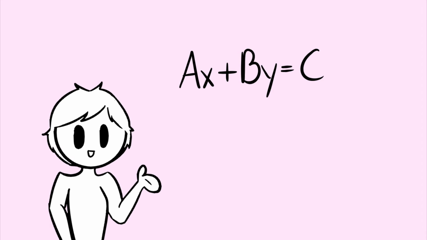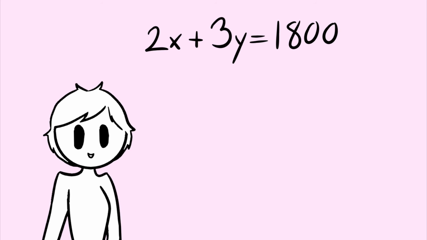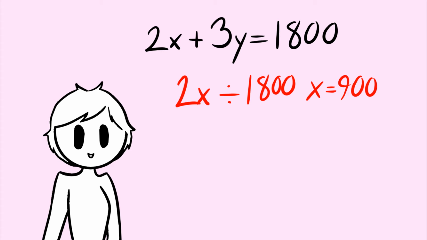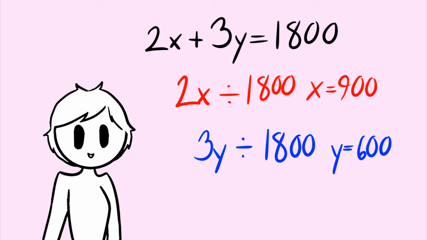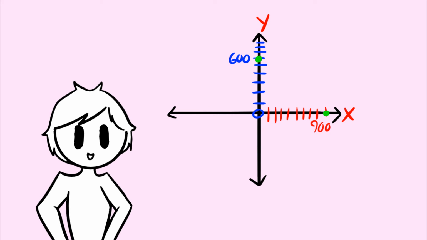Easier done than said. Now we have Spencer again with graphing ax plus by equals c. So the standard form of a line is ax plus by equals c. To make this simpler, let's just use an example of 2x plus 3y equals 1800. So if we do 1800 divided by 2, we get x equals 900. Now you would put a dot right here on the x-axis. If we do 1800 divided by 3, we get y equals 600. We would put a dot here on the y-axis. Now all you have to do is draw a line through, and you're done.